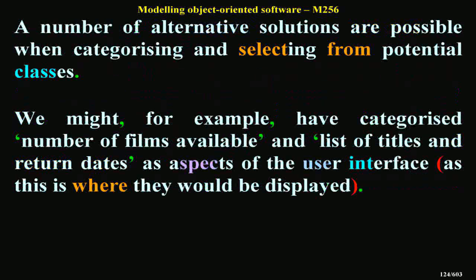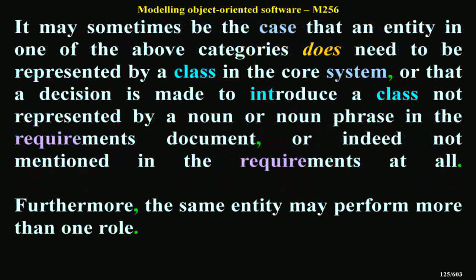A number of alternative solutions are possible when categorizing and selecting from potential classes. We might, for example, have categorized number of films available and list of titles and return dates as aspects of the user interface, as this is where they would be displayed. It may sometimes be the case that an entity in one of the above categories does need to be represented by a class in the core system, or that a decision is made to introduce a class not represented by a noun or noun phrase in the requirements document, or indeed not mentioned in the requirements at all.